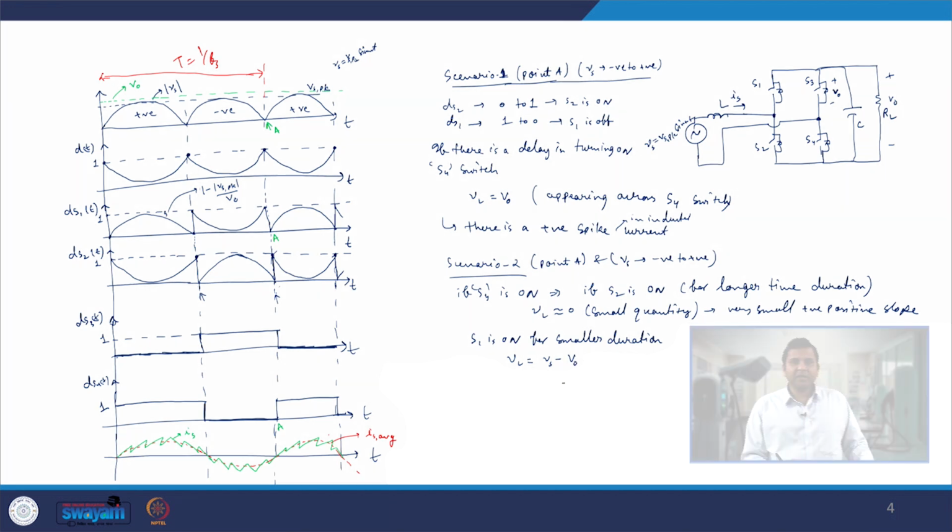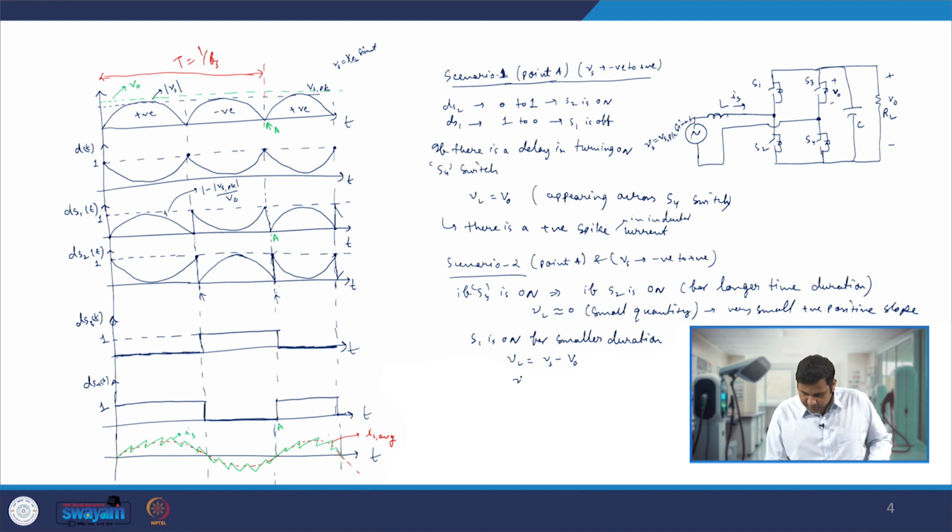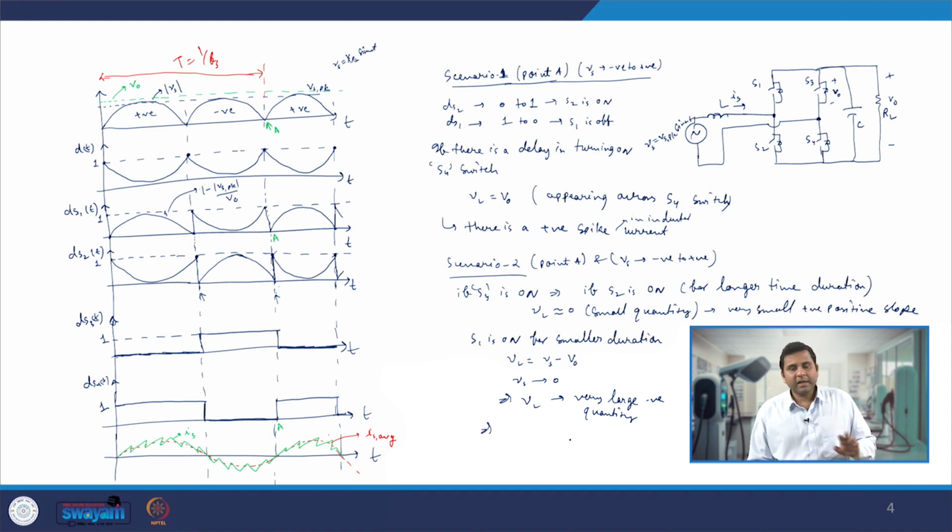And since my Vs is closer to 0, what we will see is that VL is a very large negative quantity, and since we know that V equals L di/dt, what we will see is a negative spike in inductor current.